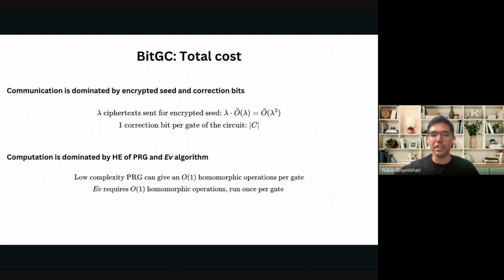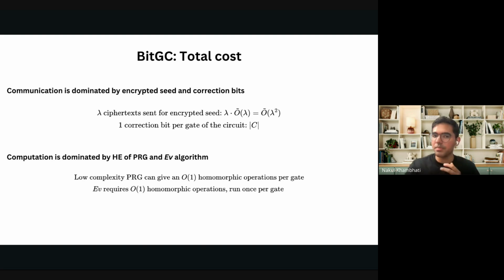And doing a quick cost accounting here, the communication is dominated by that encrypted seed that was initially sent and these correction bits. So we have lambda, like the security parameter, so 128 ciphertexts that need to be sent for the encrypted seed. The size of each ciphertext is quasi-linear in the security parameter. It's quasi-linear with supposedly large constants, but it is still independent of the circuit size. So it's slightly more than quadratic in the security parameter, asymptotically speaking. And you need one correction bit to be sent over per gate of the circuit.